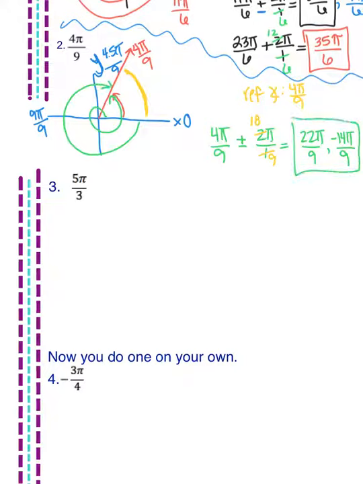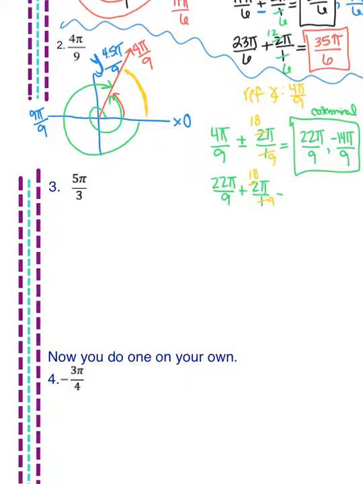So there's 2 coterminal angles. But it says I need one more, and it said one needs to be negative. Well, I've already got one negative one. So let's take that 22 pi over 9, and let's add one more. We've already done the common denominator work.